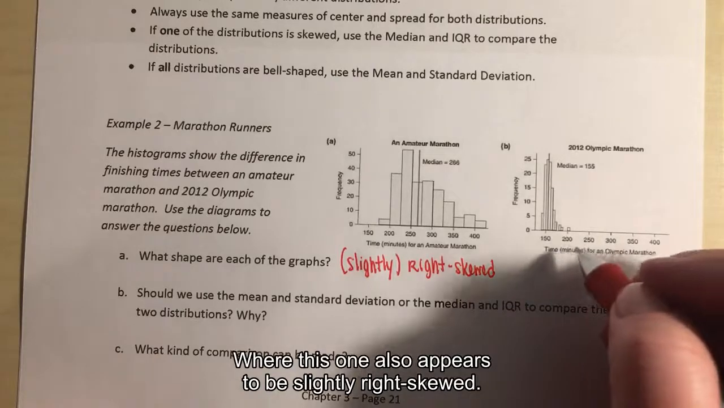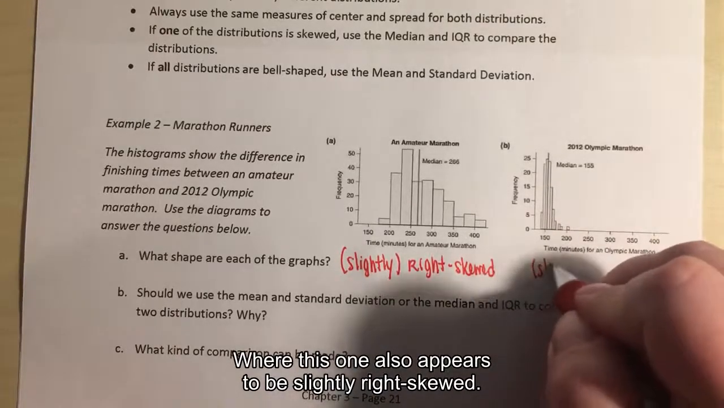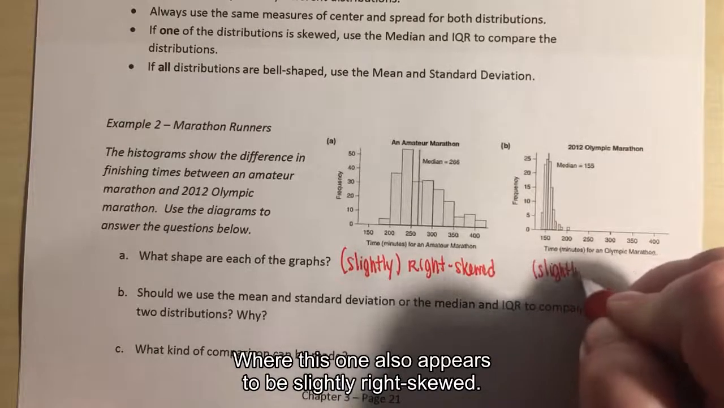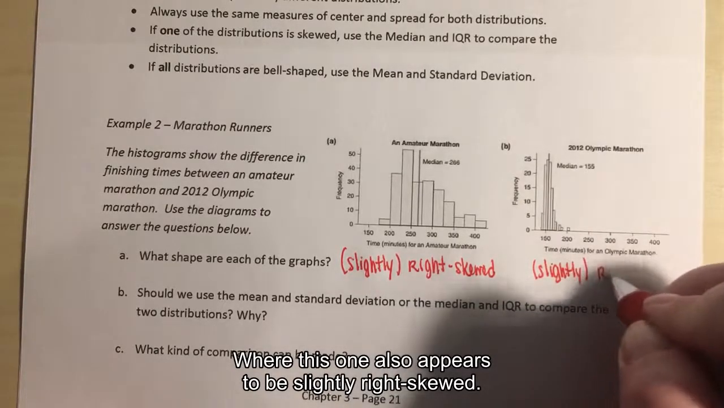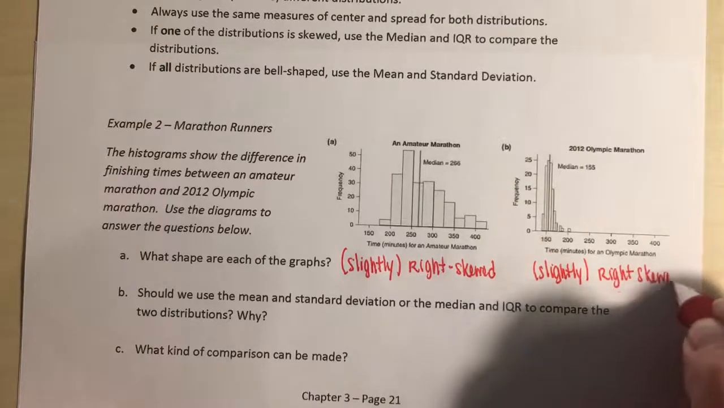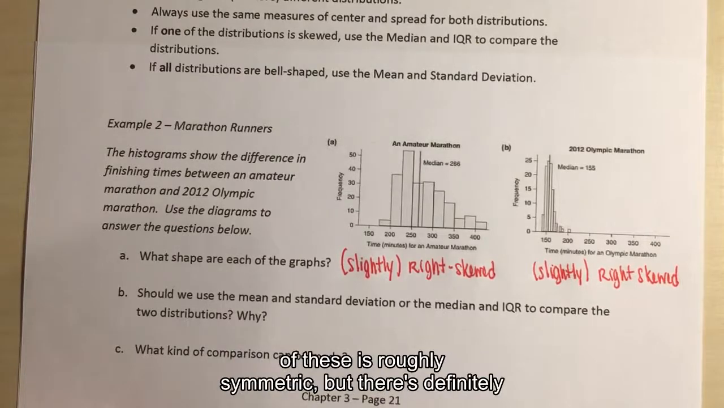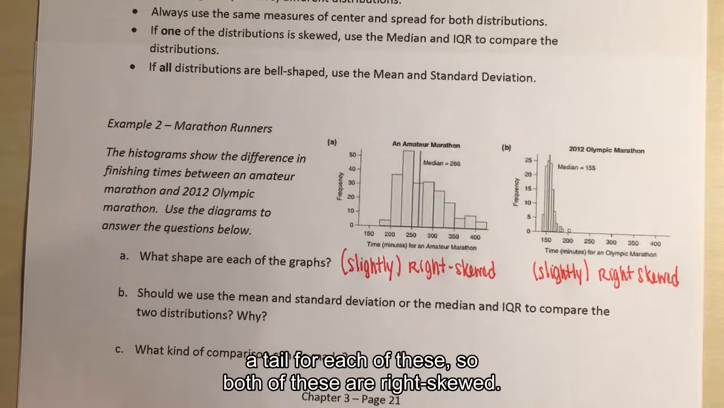This one also appears to be slightly right skewed. In some ways we could make an argument that maybe one of these is roughly symmetric, but there's definitely a tail for each of these, so both of these are right skewed.